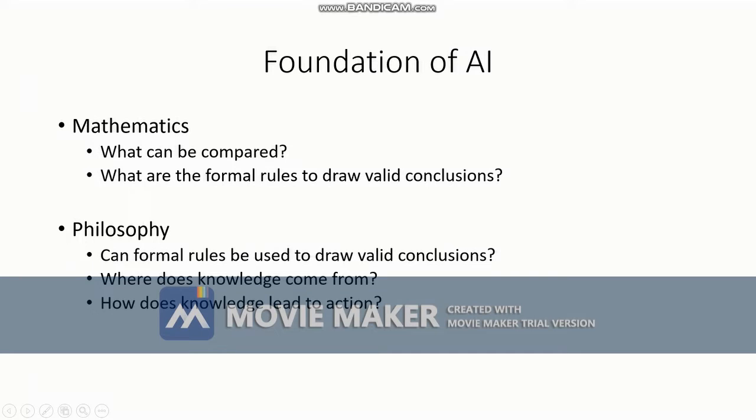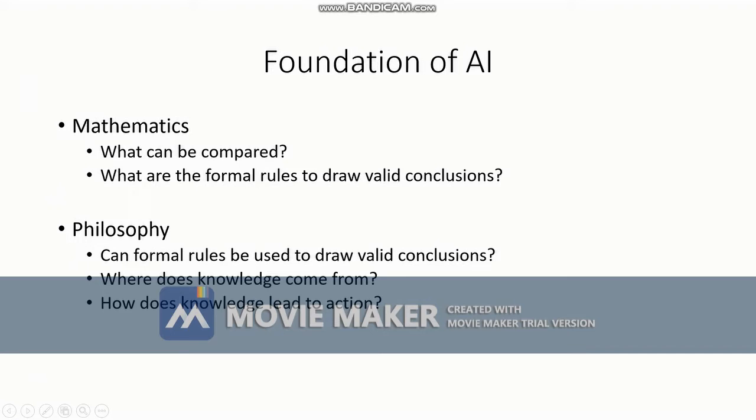Welcome everyone. In this video, we are going to discuss the foundation of AI. So what do we mean by foundation of AI? Foundation means the subjects on which you should have knowledge in order to understand AI properly. That is the building blocks of AI. As we know, AI is a multidisciplinary subject. So there are many subjects on which the knowledge should be there in order to understand AI properly.